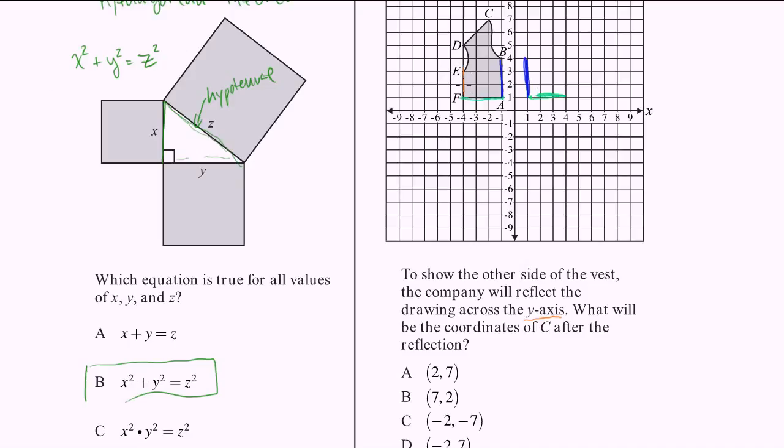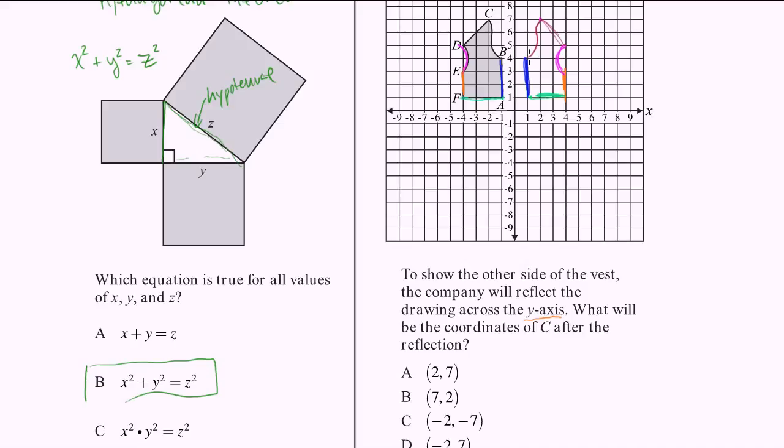This segment right here, FE, when I flip it, will become this segment right here. This segment, DE, will become this segment. It'll just look something like this when I go onto that side. And then C right here is 2 to the left of the y-axis. So C over here will be 2 to the right of the y-axis. So the vest is going to look something like this. And then, of course, it just dips down like that. So that's the right-hand side of the vest.